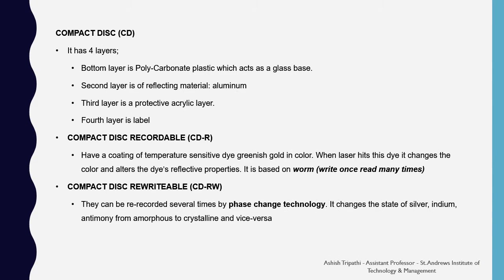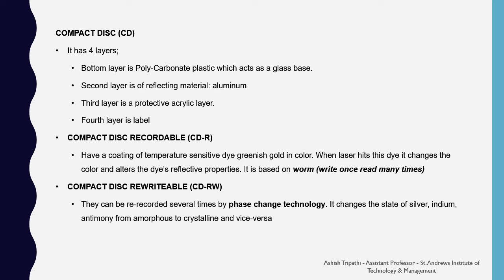Compact disc or CD. A compact disc has 4 layers. The bottom layer is polycarbonate plastic, which acts as a glass base. The second layer is of reflecting material, that is aluminium. The third layer is a protective acrylic layer, and the fourth layer is a label layer on which you can write down the label of the CD.